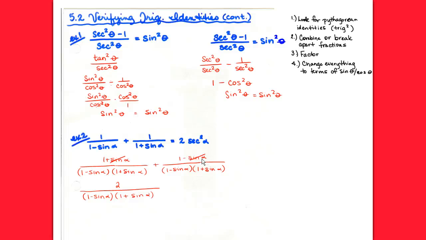All right. So I look at my list and I say, okay, look for Pythagorean identities. I don't have anything squared. Combine or break apart fractions, just did that. Factor, no, nothing I can factor. It's already factored down here. Change everything to terms of sine and cosine. It is already in terms of sine and cosine.